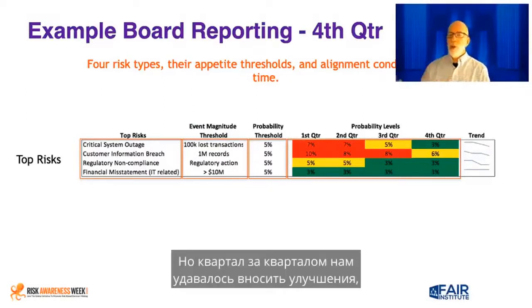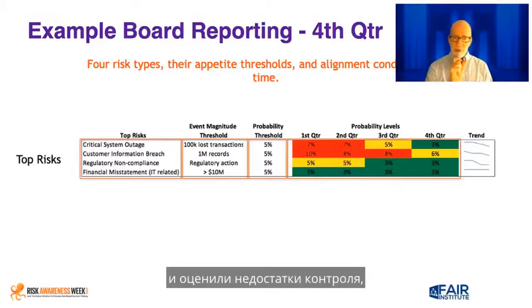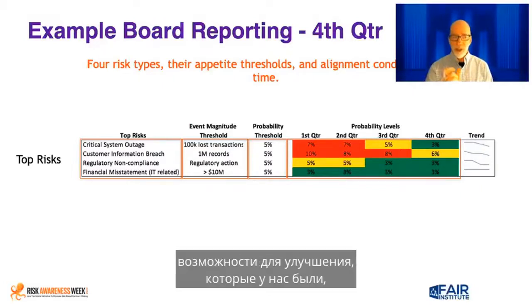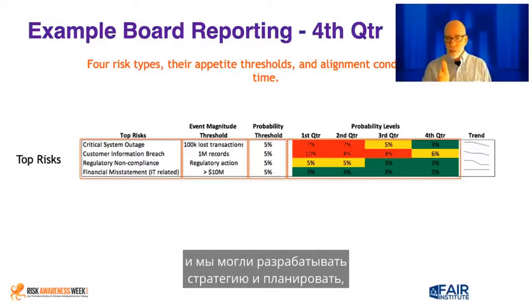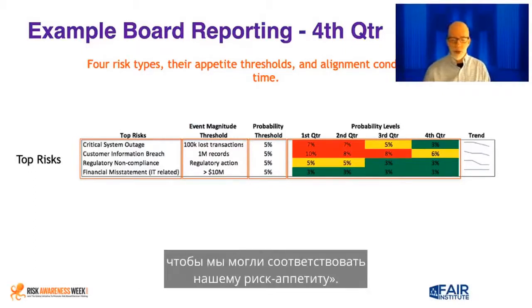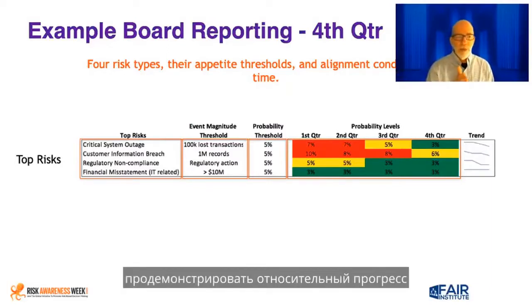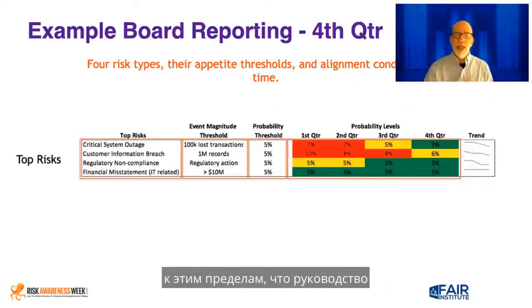But quarter over quarter, we were able to make improvements because, again, we defined these risk appetites and we evaluated the control deficiencies, the opportunities we had to make improvements, and we could strategize and plan to make improvements over time so that we could become aligned with our risk appetite. And this can be a really effective way to demonstrate progress relative to these thresholds that management has already given their blessing to.